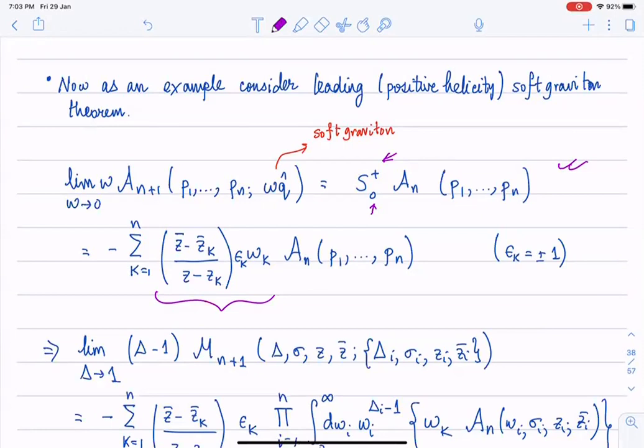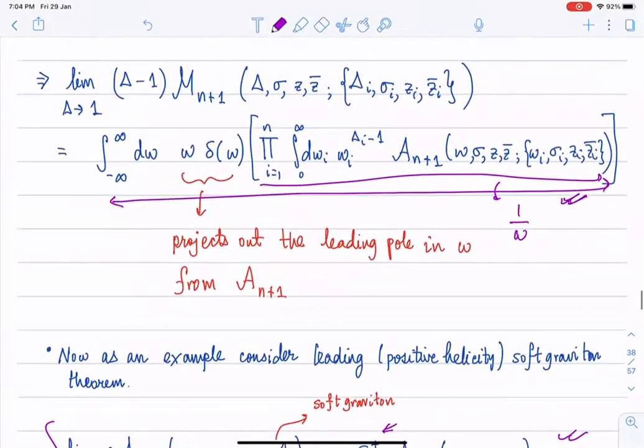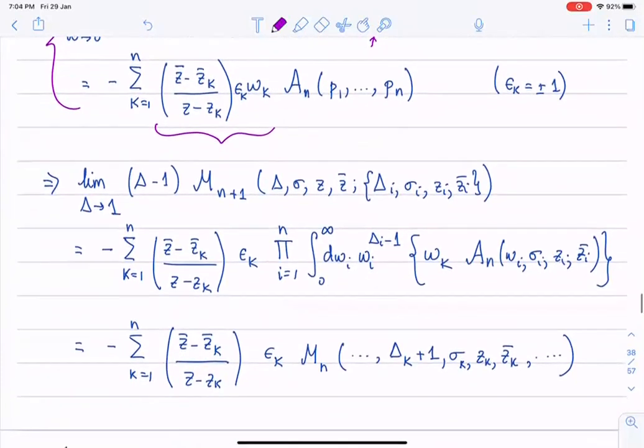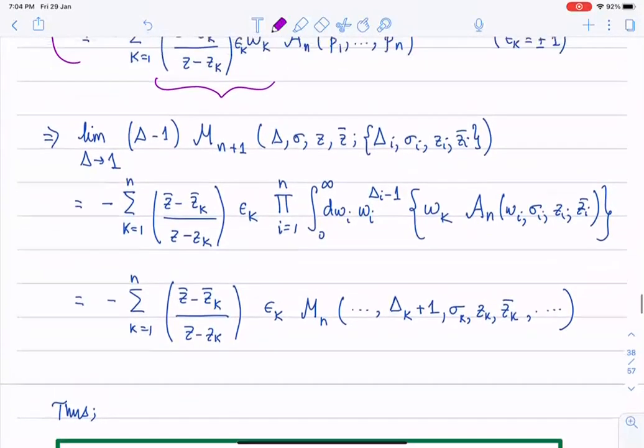So now we take this standard form of the leading soft theorem and insert it here. Once we insert it, the 1 over omega pole which is there in the leading soft theorem gets projected out, and what we are left with is the following.